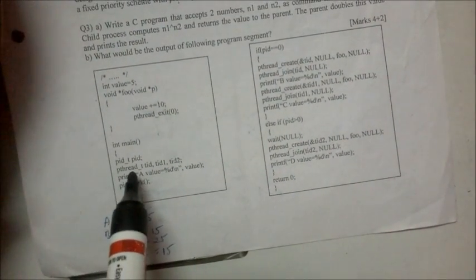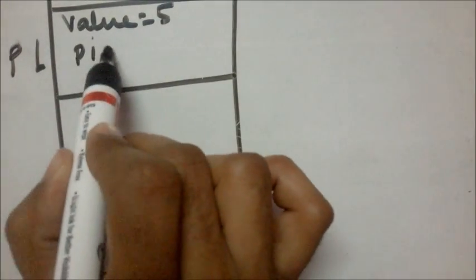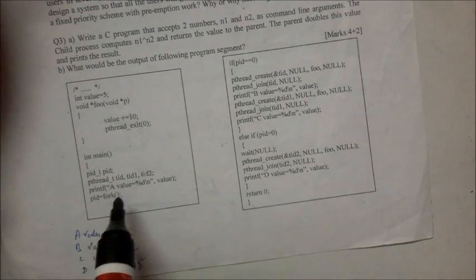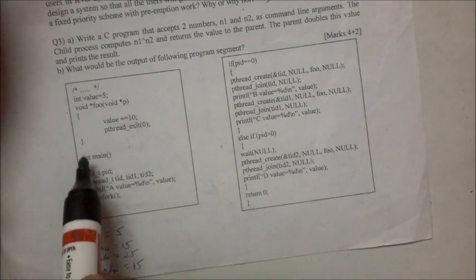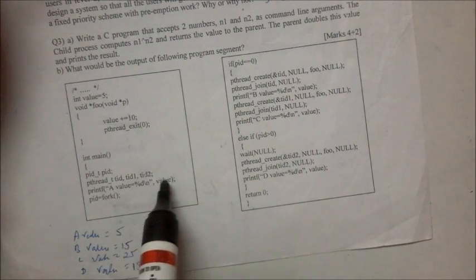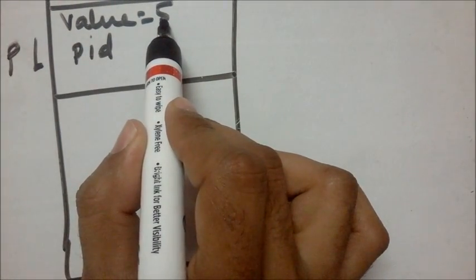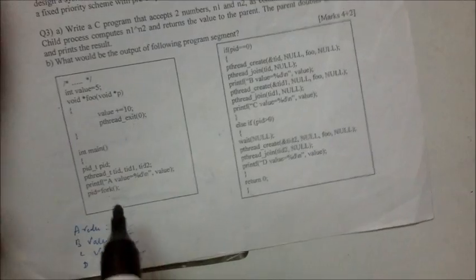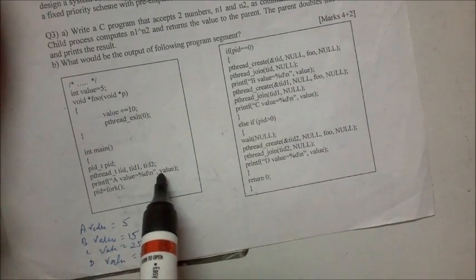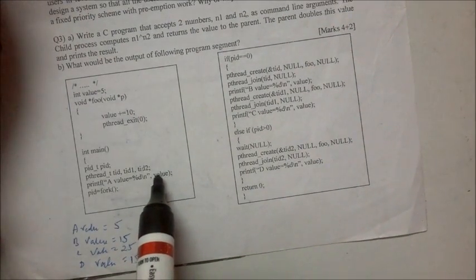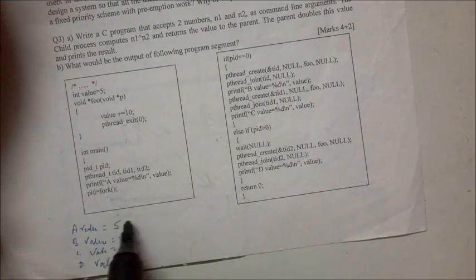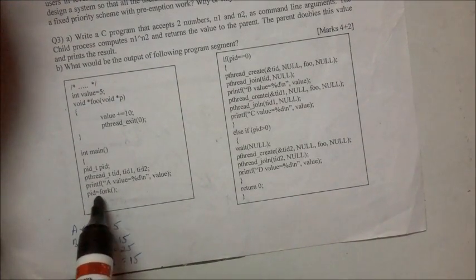value is equal to 5 is one variable, and pid is another variable. So when this process is trying to access this value, this value in this process is 5. So it will print a value equal to 5, right? So initially a value equal to 5 is printed, then pid equal to fork.